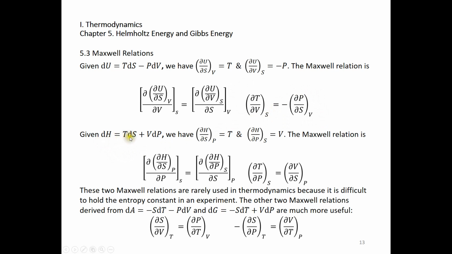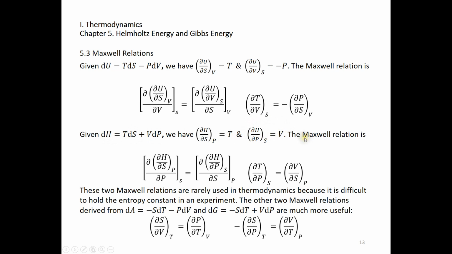Now dH is TdS plus VdP. This T is dH over dS if pressure is constant. So we have this equation. And V is dH over dP if entropy is constant. So we have this equation.